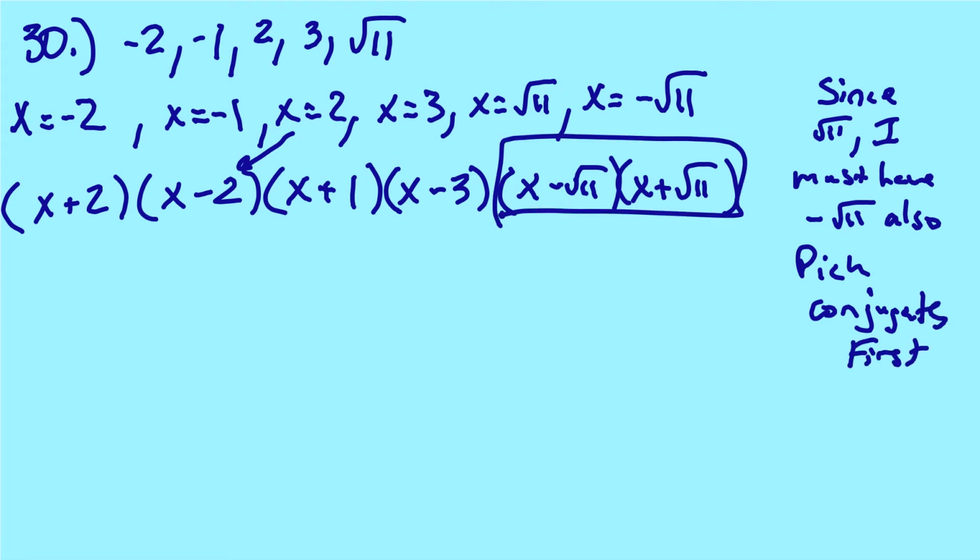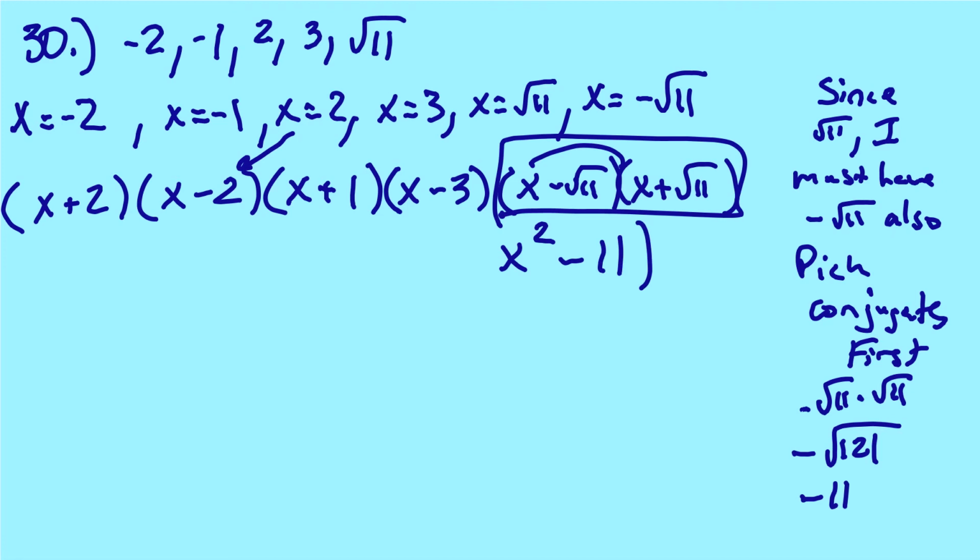And I pick these two. Alright. I FOIL it. X goes to x, that's x squared. The insides cancel. And then radical 11 times radical 11 is the opposite of radical 121. The square root of 121 is just 11. So it's x squared minus 11. That stays the way it is.